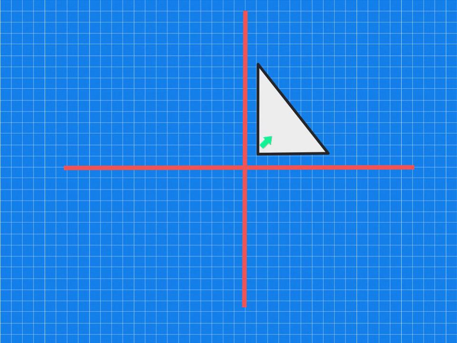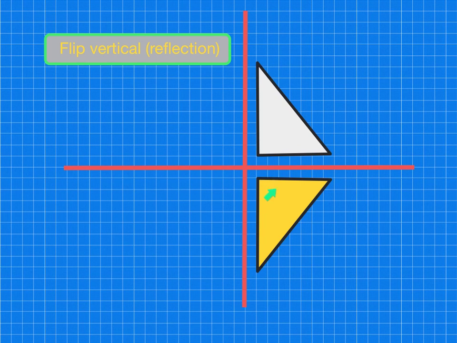Here I've reset my triangle into its original position. If I flip it vertically this time, instead of horizontally, where do you think it will end up? That's right, well, it'll be down here, won't it? So it's still one space away from the x-axis and one space away from the y-axis, but it's reflecting vertically, which is going down here this time.